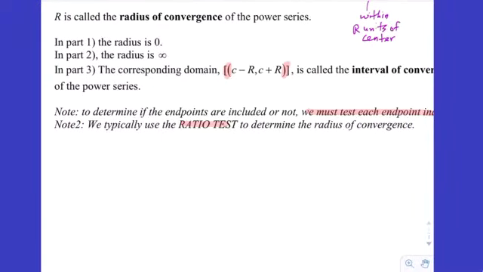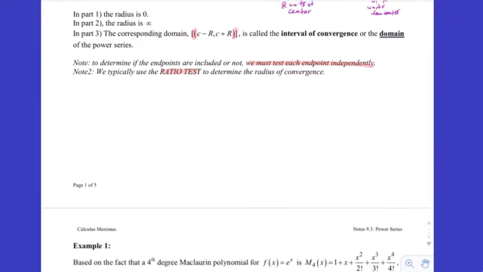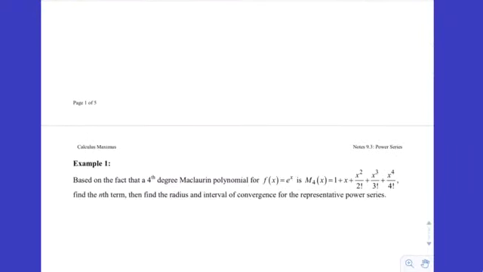And we typically use the ratio test to determine the radius of convergence. Sometimes you can use other tests. But all the tests we learned in 9.1, they're all kind of back on the table for trying to determine where something converges. Ratio test works pretty much every time, though. All right, you ready to try it out? Let's try it out. Example 1.